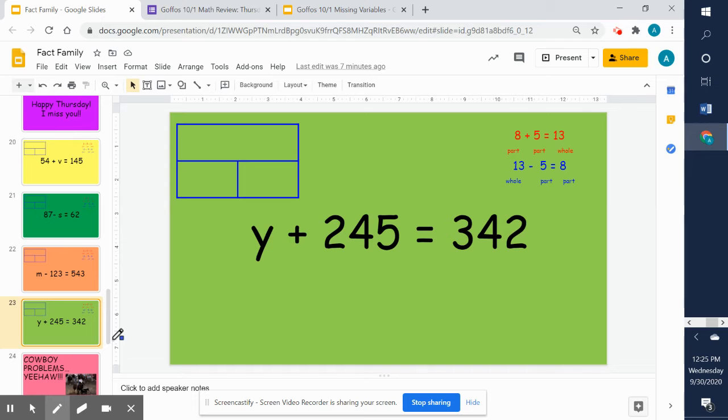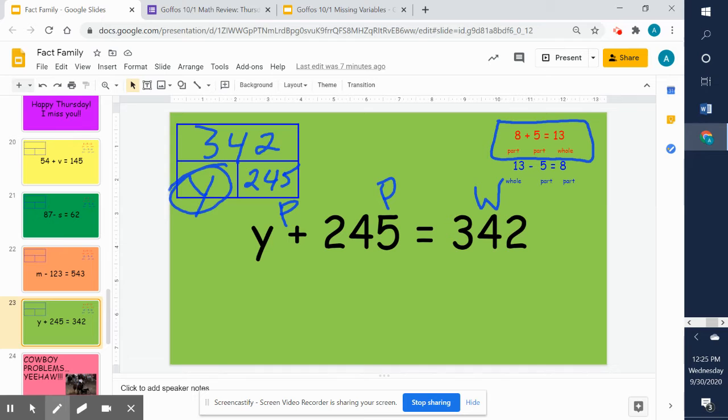Okay. So we have our part plus part equals whole because it is an addition problem, and we're doing it like this problem up here. So we have y, 245, and 342 as my whole. And then I need to use subtraction to find my y because I am missing a part. So we have 342 minus 245. 2 minus 5, I can't do that.